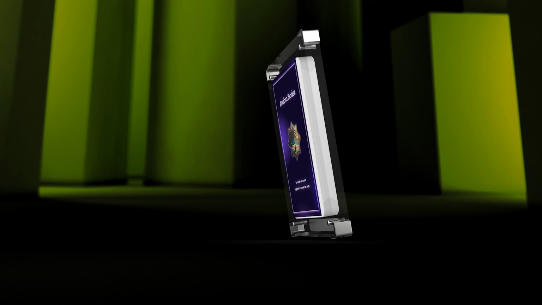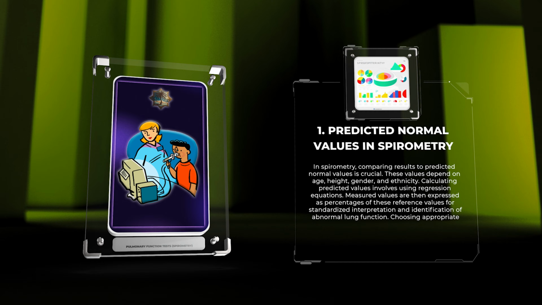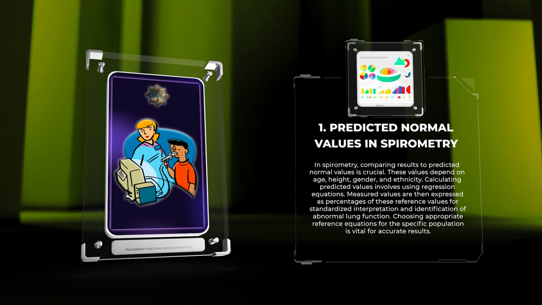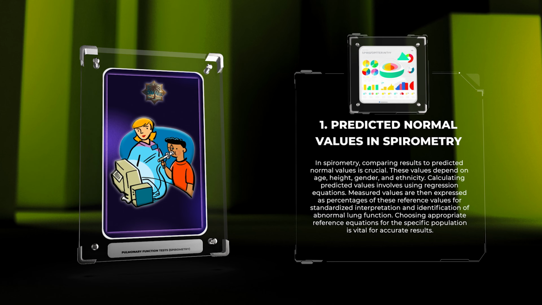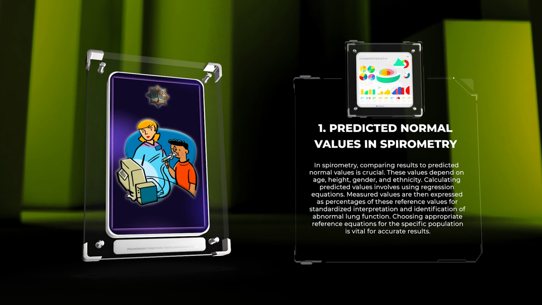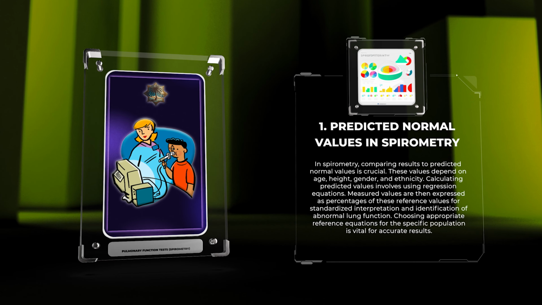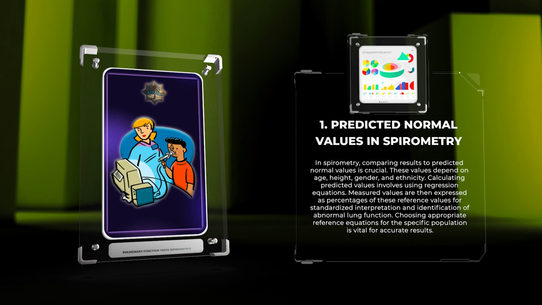In spirometry, comparing results to predicted normal values is crucial. These values depend on age, height, gender, and ethnicity. Calculating predicted values involves using regression equations. Measured values are then expressed as percentages of these reference values for standardized interpretation and identification of abnormal lung function. Choosing appropriate reference equations for the specific population is vital for accurate results.